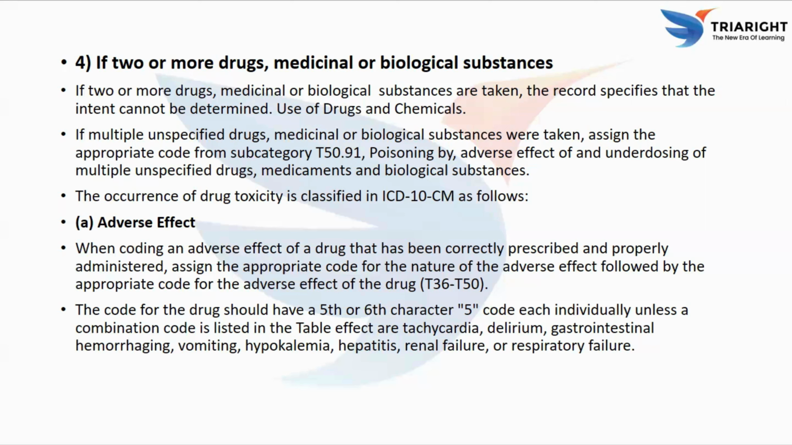The second step is you have to code the drug causing the reaction. So use T36 to T50. The drug code must have either the fifth or sixth character as 5. This 5 indicates the adverse effect. So effect first and drug next with 5. In this way you have to assign the code.